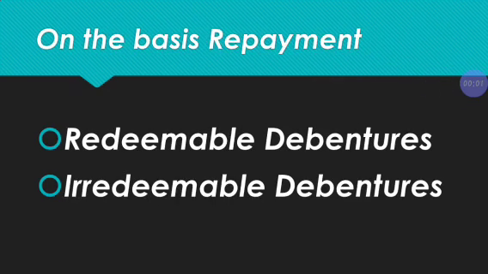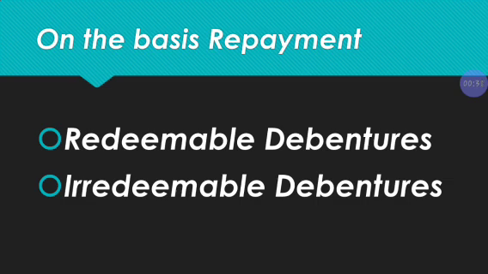Next is on the basis of repayment. We have already studied this in the types of preference shares. Redeemable debentures are those payable at the end of the fixed period of time which is mentioned in the debenture certificate. Repayment is done at a fixed date at the end of the specified period or by installments during the lifetime of the company, and is mostly done through the trust deed.